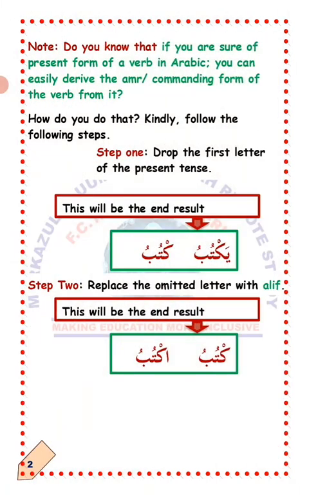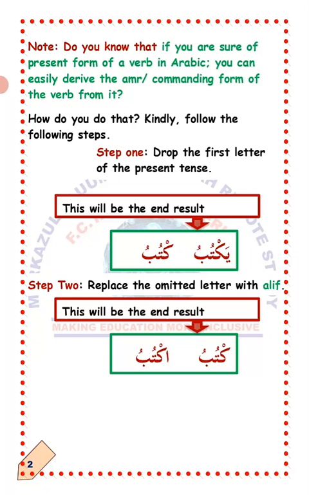Now we are going to talk about how fi'l amr can be derived from mudaari'. Once you know your mudaari', you can simply derive amr from it. For instance, the verb yaktub, he is writing, from kataba yaktubu. So the wazn is fa'ala yaf'ulu. So how do we derive amr from the verb yaktub?